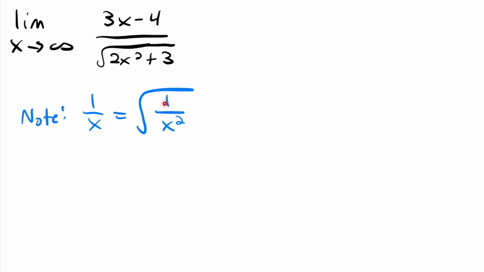And this is true because the square root of 1 is 1 and the square root of x squared is x. But this is going to be really handy because we can actually multiply this function by 1 over x divided by the square root of 1 over x squared, and that is a form of 1 that we can use. And so this will allow for some nice multiplication of radicals in the denominator.